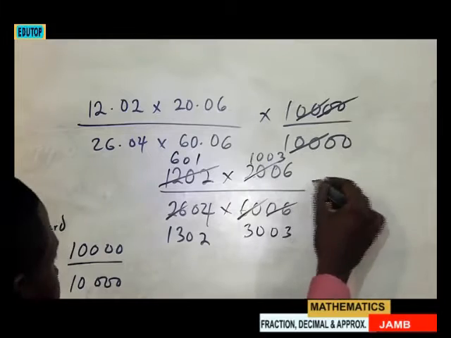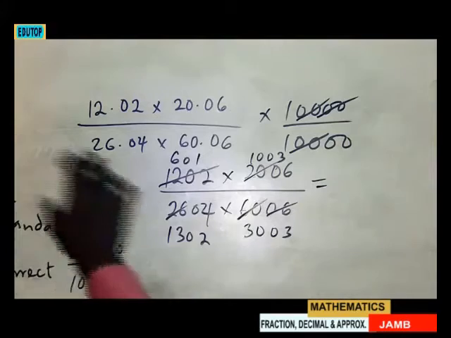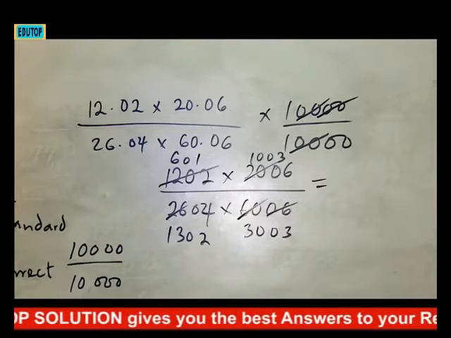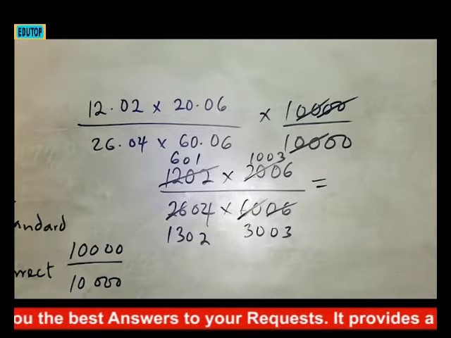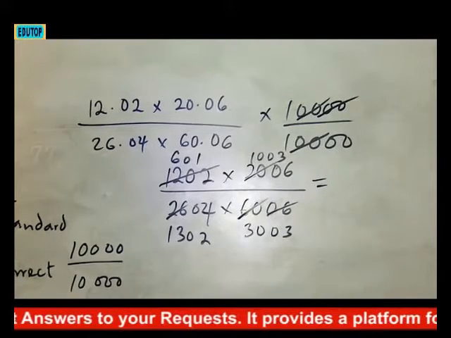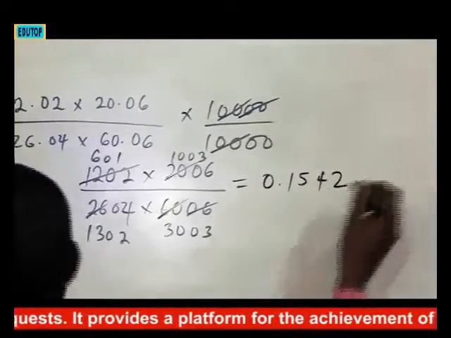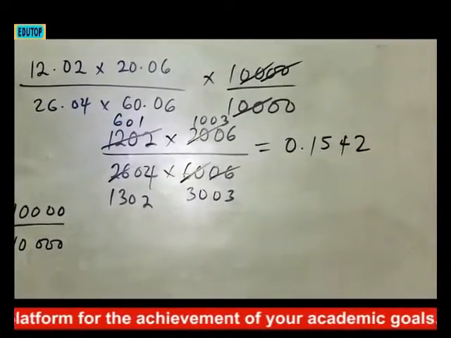Then in this situation, let's now use our mathematical set to simplify this. So we have 601 times 1003 equals, then we have divided by 1302 divided by 3003. Then we'll have 0 point, so we're going to have 0.1542.